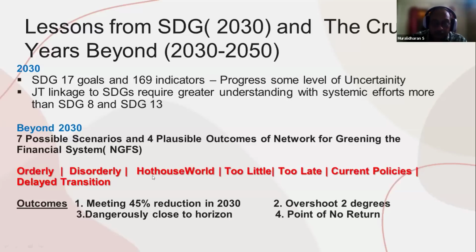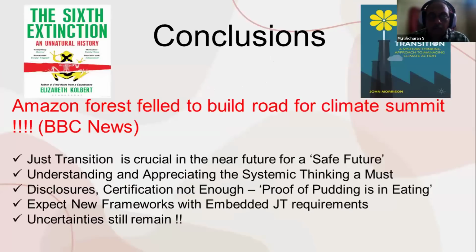If it is disorderly, we are going to have a hothouse world, which is going to be hotter beyond 2 degrees. Too little or too late: countries are taking their own sweet time to decide, saying no, no, we will postpone it, we'll come up with new policies. Then it is dangerously close to the horizon. Some countries prosper, other countries are just bystanders watching what is happening, or they don't act. And the last one, delayed transition, is that point of no return. It is likely to go up to 3 degrees or so, and that is going to create more problems.